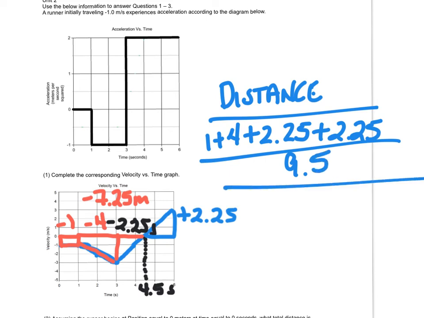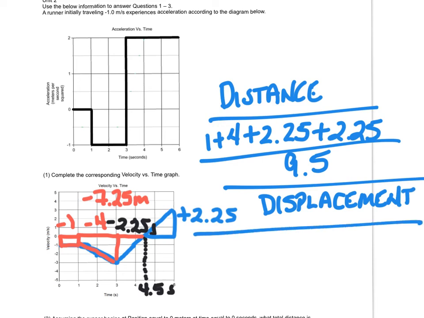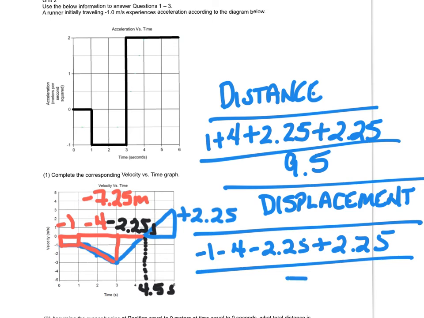Then what's your total displacement traveled? Remember, displacement now cares about directionality. Very similar, only you kind of think about which values are negative. So that's negative 1, negative 4, negative 2.25. And you go in the positive direction. So your total displacement would be negative 5 meters.